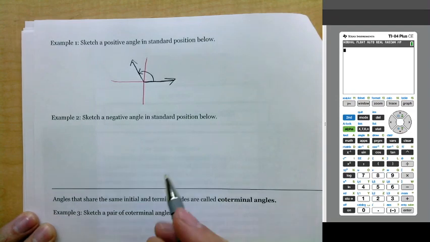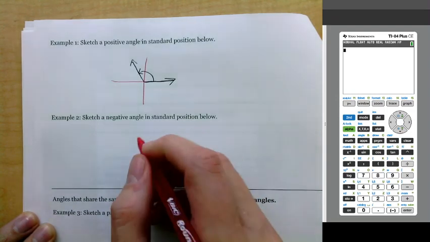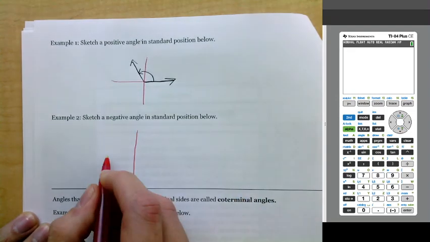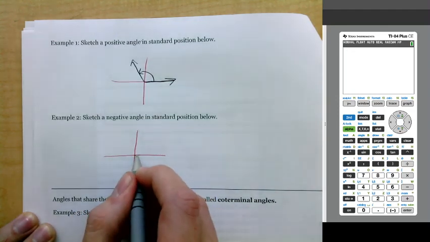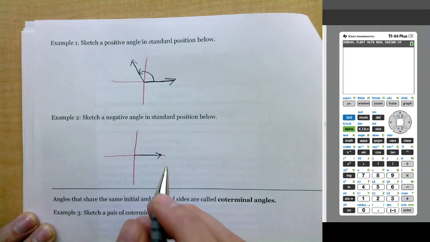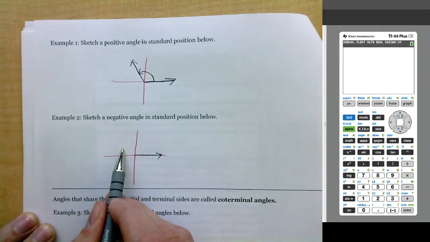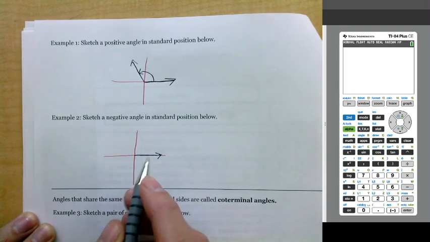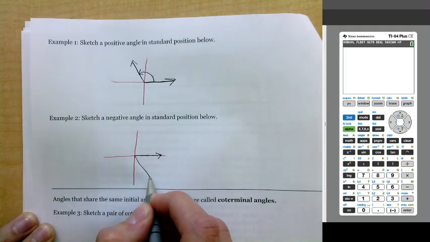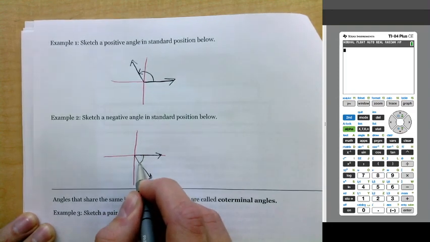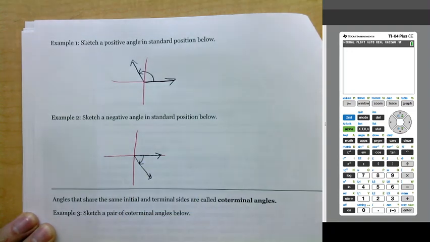Example 2, same idea, but we want to sketch it in the negative direction. So we still start in the same spot, still on the positive x-axis, but instead of rotating counterclockwise, for a negative angle we rotate clockwise. So maybe somewhere around here. Doesn't matter where you go, again, just indicate that you're actually going clockwise to indicate it's a negative angle.